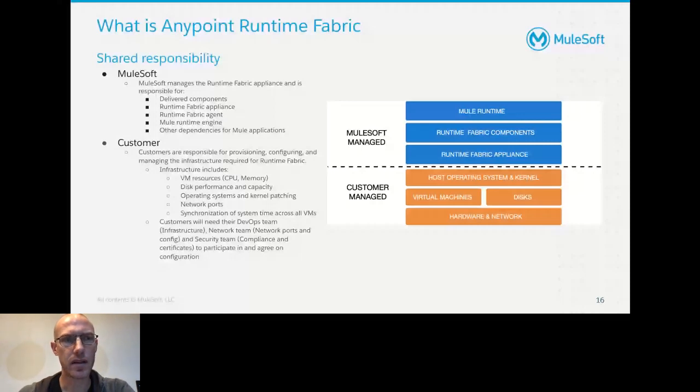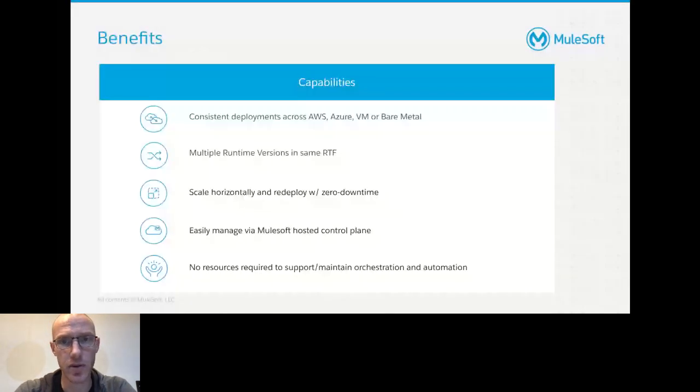Now, having said all of that, what are the benefits you can look forward to if you choose to go for Fabric? So, quite a powerful slide. I think deploy consistently across any cloud, Azure and AWS, or your data center. Run multiple runtime versions in the same Fabric. Scale horizontally and redeploy with zero downtime. Easily managed via that single control plane hosted by MuleSoft. And there are no resources required to support or maintain the orchestration and the automation of the underlying infra.